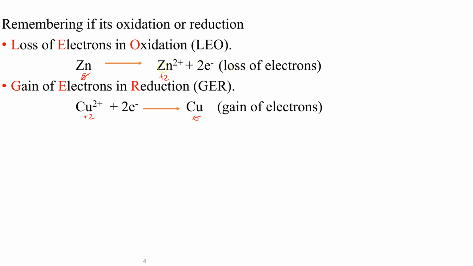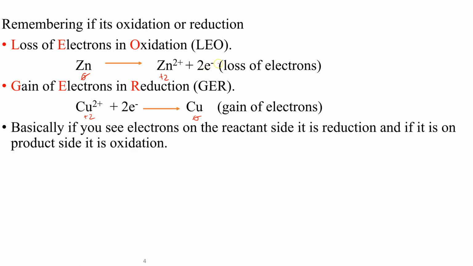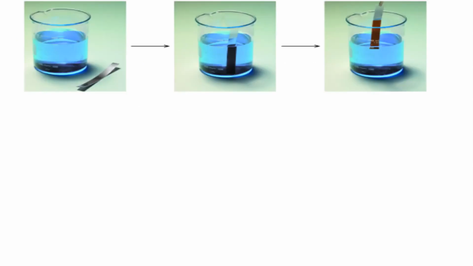Or you can just fixate on where the electrons are located. It's really up to you. Either way works pretty well. So basically, if you see electrons on the reactant side, it's reduction. If you see it on the product side, it's oxidation. And that's as simple as it gets.